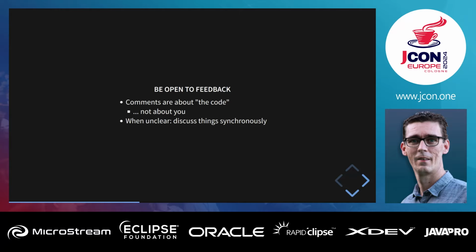It's like your baby, and then someone says, this doesn't work. And then it's sometimes a bit hard to think, okay, it's about the code. It's not an assault on me. It could also happen that things are unclear because someone types it in a comment field in a pull request, and some information gets lost in that translation to text. So when unclear, discuss things synchronously. Call them up via Teams or walk to the desk and ask what they meant with that comment.